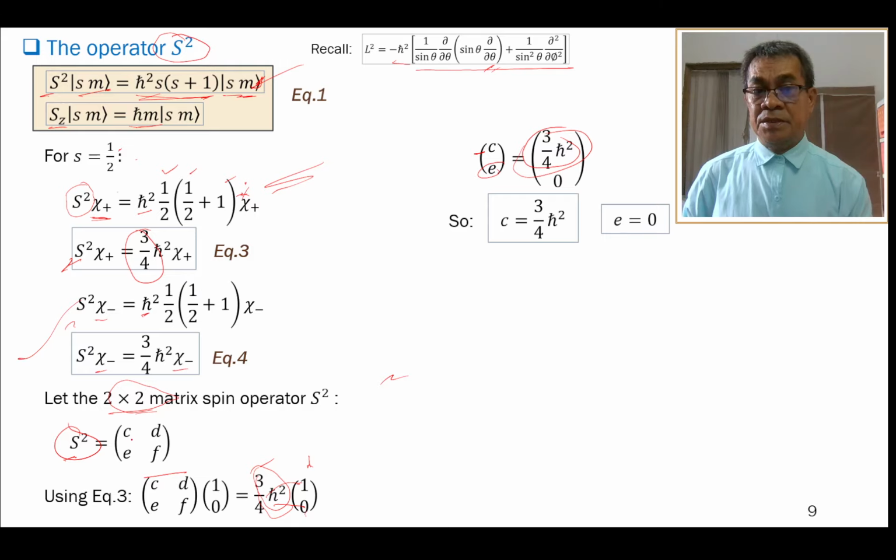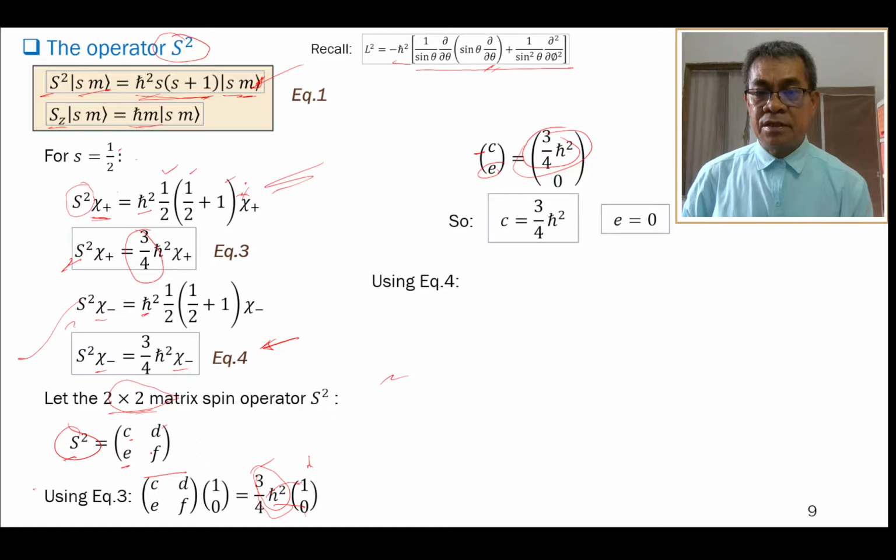We have the value of C and the value of E. Now the question is, what is D and F? So with that, we can use equation 4. We will follow the same procedure, letting this S squared act on the lowering operator.